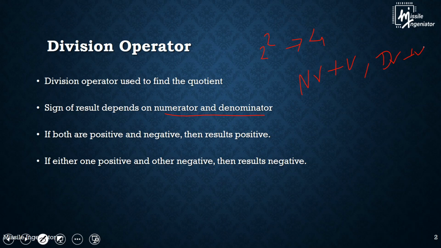If the numerator is positive and the denominator is negative, then we get a negative value in the quotient. If I take a negative numerator and a positive denominator, then also we get a negative value. But in the last case, when we have a negative in both the numerator and denominator, we get a positive result. So these are the 4 cases we will have in the division operator results.